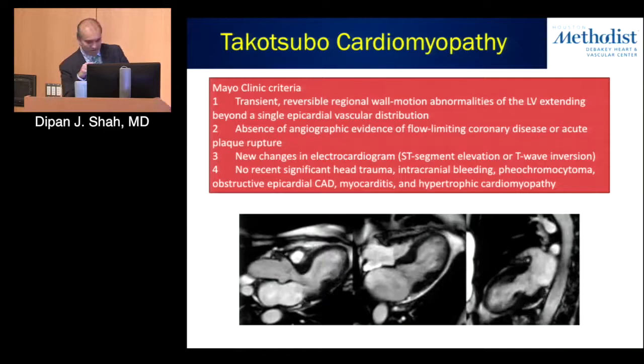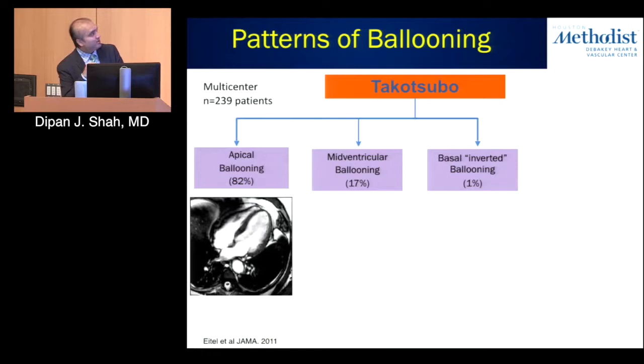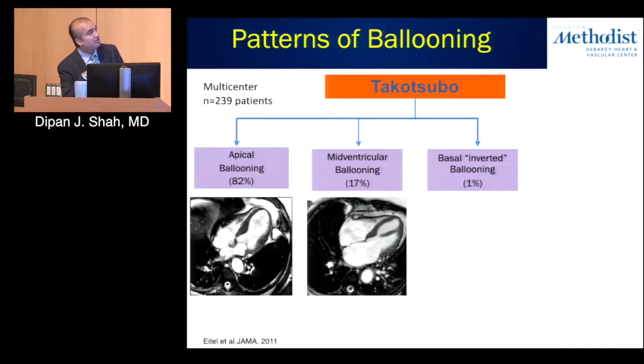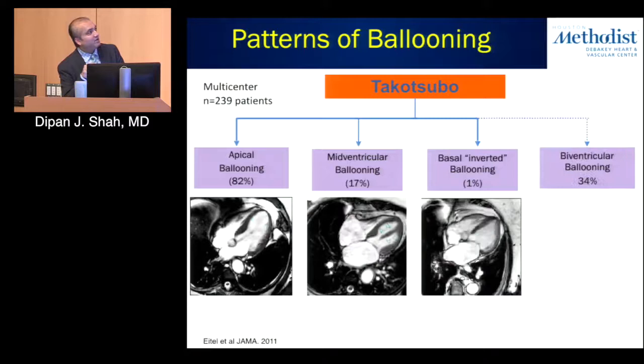This was actually a very nice multi-center study out of a series of European centers, over 200 patients, that looked at patients that presented with suspected Takotsubo's. What they found, interestingly, was although most patients, over 80%, had the classical apical ballooning syndrome, there were about 17% that had more of a mid-wall ballooning pattern. And in fact, there was a small percentage, 1%, that had an inverted ballooning pattern where the basal segments were affected, but the apical segments were in fact spared. And in addition to that, in about a third of patients, the RV was also affected as well.